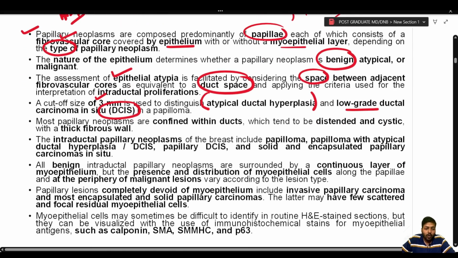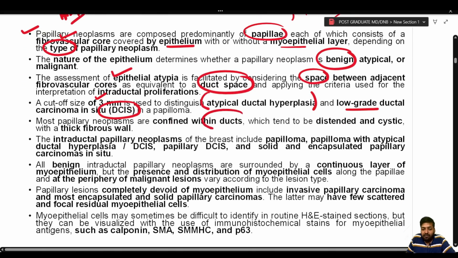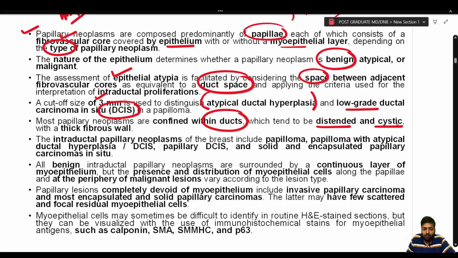Most papillary neoplasms are confined within the ducts, which tend to distend and become cystic with a thick fibrous wall. The intraductal papillary neoplasms of the breast include papilloma accompanied by atypical ductal hyperplasia and DCIS, papillary DCIS, and solid and encapsulated papillary carcinoma in situ. These are all confined within a particular duct, so we are using the term intraductal. These are intraductal papillary neoplasms.